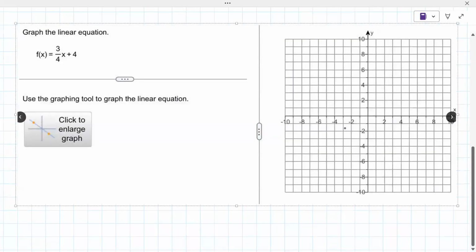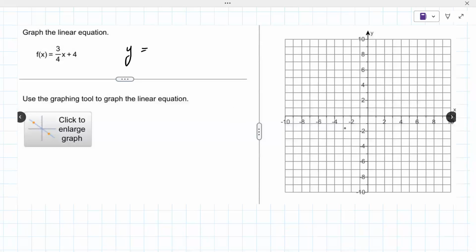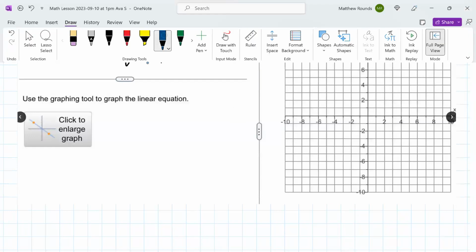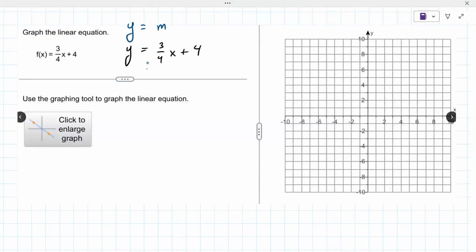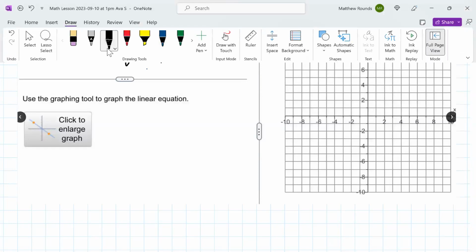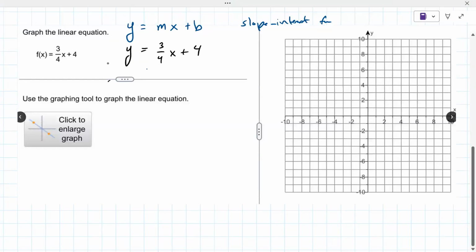Okay. This one is already in the form that we want, y = 3/4 x + 4, which is y = mx + b. This is slope intercept form, and the name tells you what it is. It has a slope and an intercept. Can you tell me the value of m and the value of b, please? M is 3/4 and b is 4.